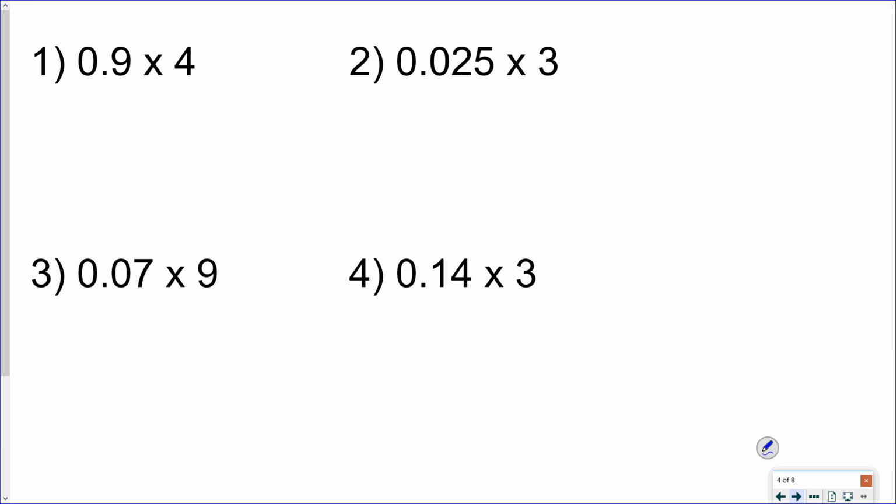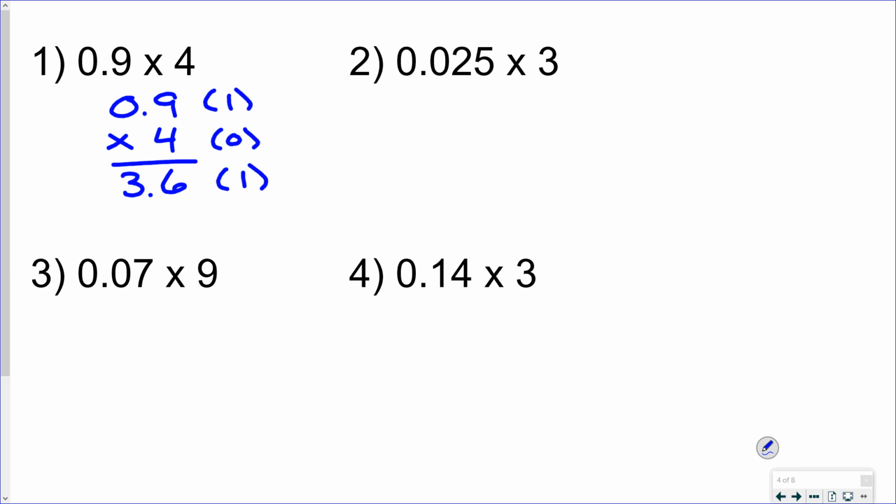So if you were to multiply 9/10 by 4, again, rewrite it vertically. 9 times 4 is 36. There's one digit after the decimal point in 9/10, none in 4, so your answer needs 1. So your decimal point would go right between the 3 and the 6, so your answer is 3 and 6/10.